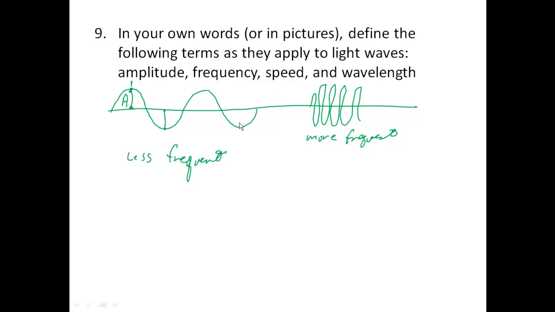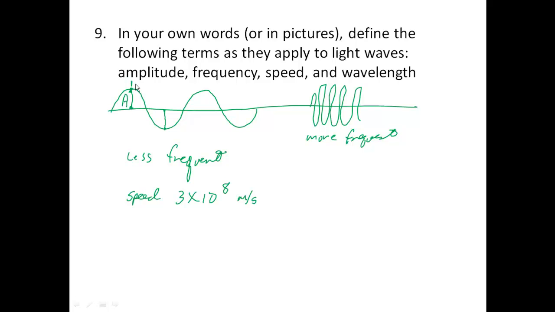And since we're talking about speed, the speed of light is 3 times 10 to the 8th meters per second. We said that's about 186,000 miles per second. So it's very, very, very fast. All right, and it is constant, so it does not matter what the frequency of the wave is. The speed of the wave is the same. Okay, so the one on the right is more frequent, the one on the left is less frequent.